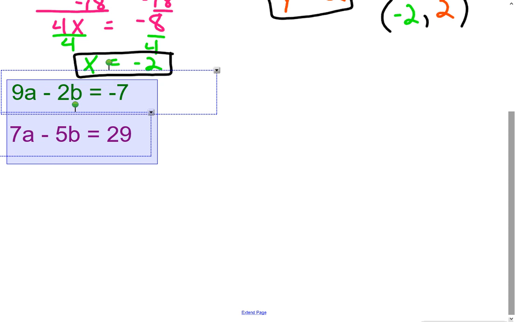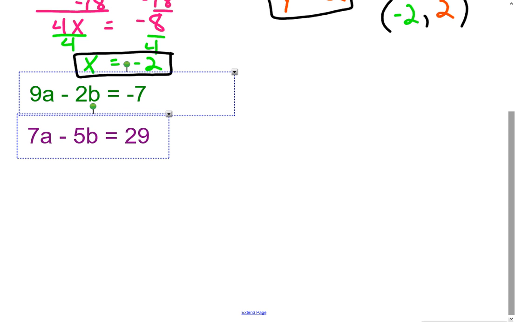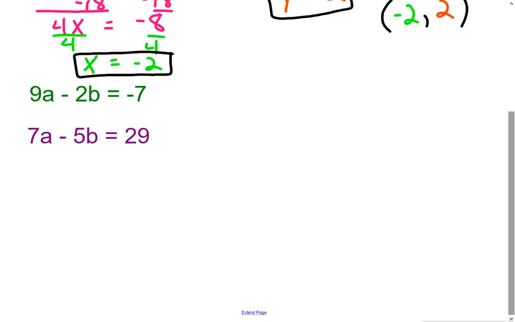I'm going to have to do like I did in my last example, where I'm going to have to multiply these equations by something. Now in the last example, all I had to do was multiply one of the equations, but in this one I'll notice that it doesn't work out nicely if I multiply the first equation by something. 9 times something is not going to get me to 7. 2 times something doesn't get me to 5 unless I start working with fractions or decimals, and I'd rather not do that.